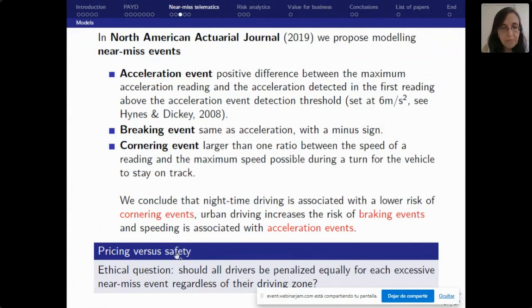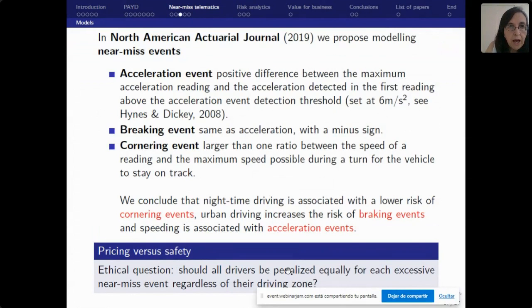And okay, just very briefly, there's an ethical question here. Should all drivers be penalized equally for excessive near-miss events, regardless of the driving zone? That's very important, because if we are driving in urban areas, in cities, it's very likely that we are braking more than people driving in the countryside or on highways. So in some sense, we are also saying, well, maybe the penalization, the cost of near-miss events, is heterogeneous as well.